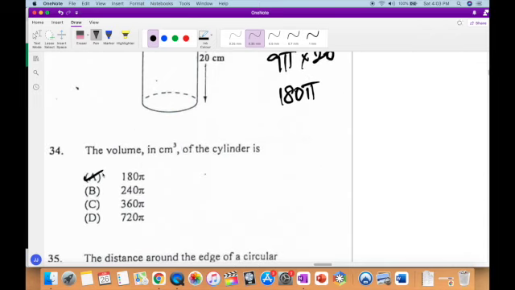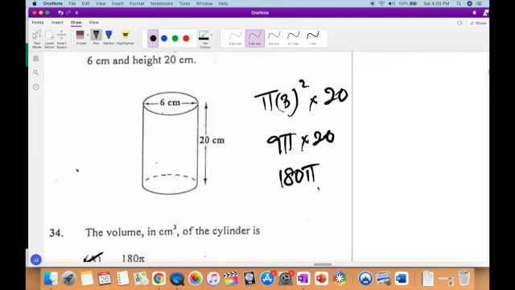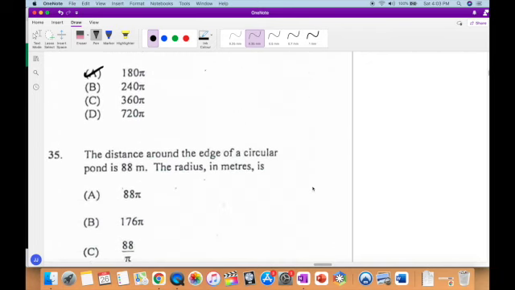So notice, because pi is an irrational number, people don't like to express pi as a decimal because it's not accurate. So they like to express it in terms of pi. This is the most accurate that we can ever express pi, by just writing the symbol pi, right?